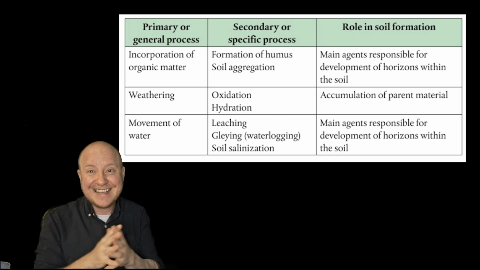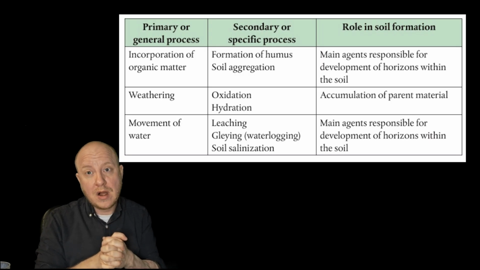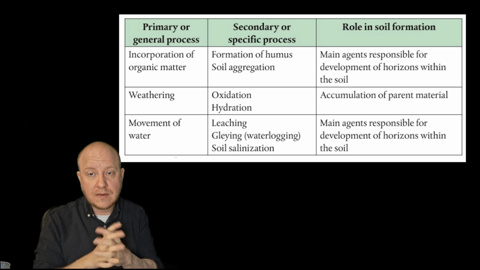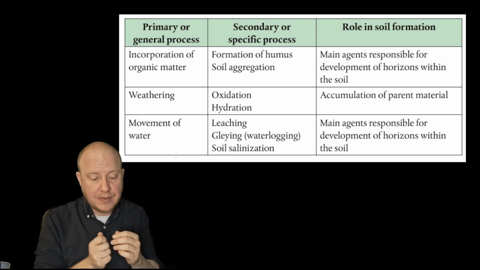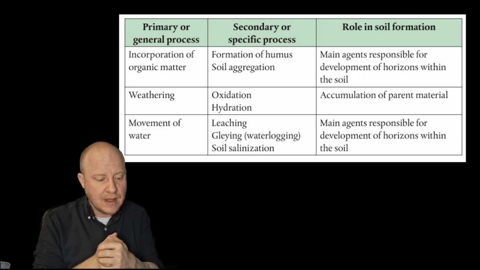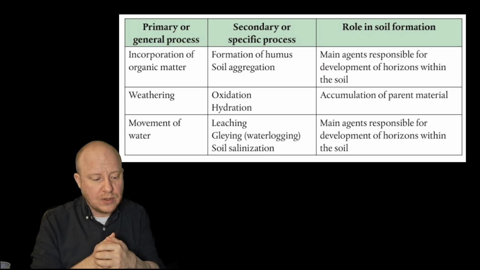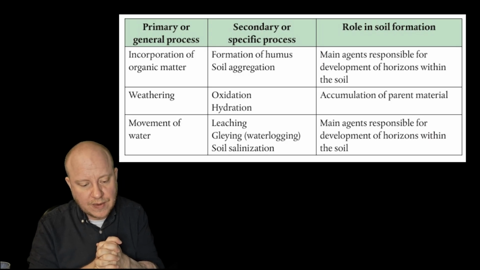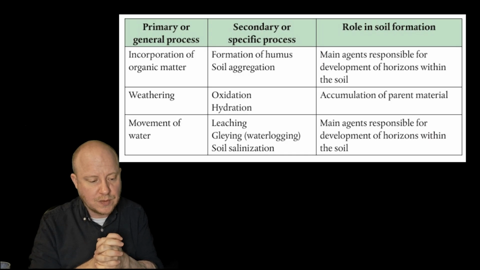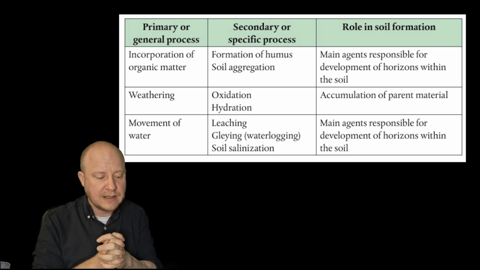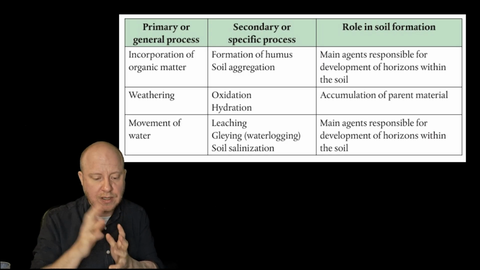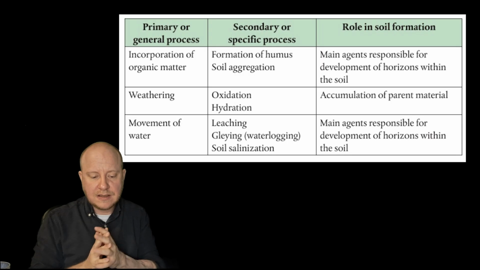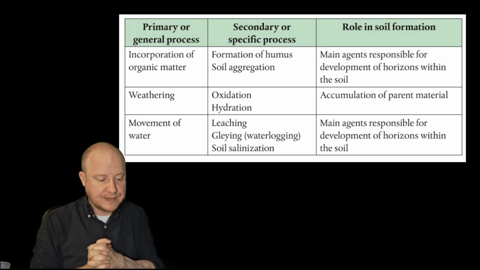Okay, so for weathering, the role is accumulation of parent material. So the main soil material comes from rocks. So soil is weathered rocks, right? The mineral, the inorganic component. Okay, and then the role of movement of water is the main agent responsible for development of horizons within the soil. So that is also related to the first one, incorporation of organic matter. The movement of water, they also create these different layers.